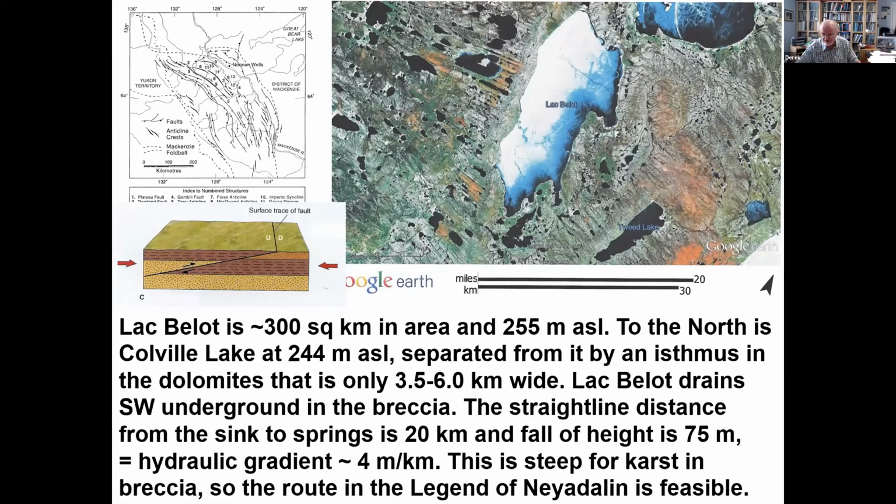Lake Colville drains away at the surface to the Mackenzie River like a regular lake. Lac Belleau drains into a sink, a boulder-clogged sinkhole here, and then comes up at springs, a straight-line distance of 20 kilometers. It hasn't been ditraced yet. Fall height of 75 meters, so the good hydraulic gradient, steep for karst.